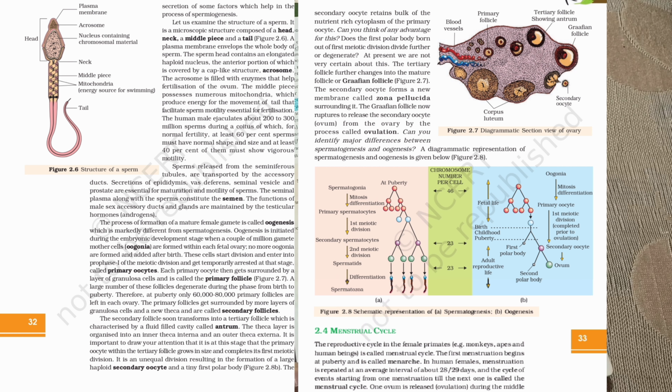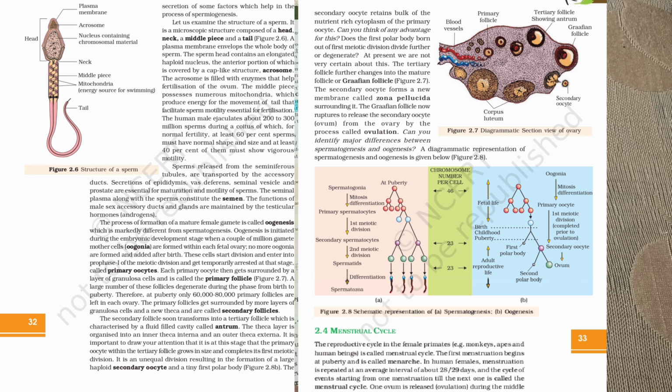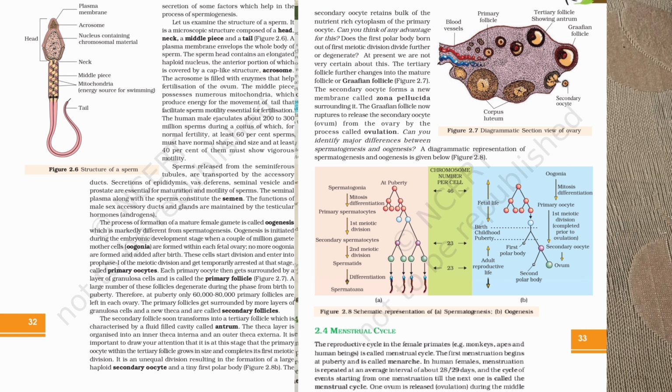It is important to draw your attention that it is at this stage that the primary oocyte within the tertiary follicle grows in size and completes its first meiotic division. It is an unequal division resulting in the formation of a large haploid secondary oocyte and a tiny first polar body. The secondary oocyte retains the bulk of the nutrient-rich cytoplasm of the primary oocyte.